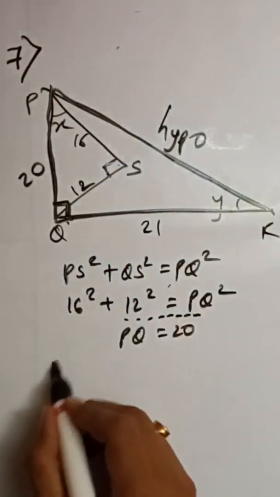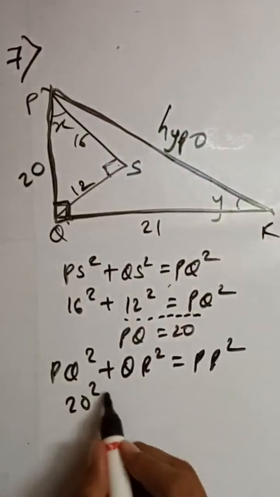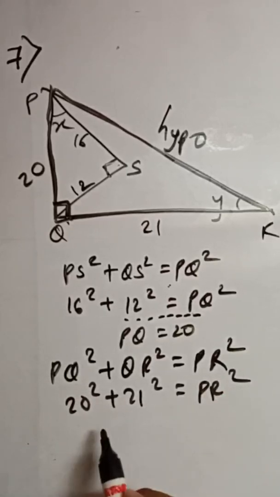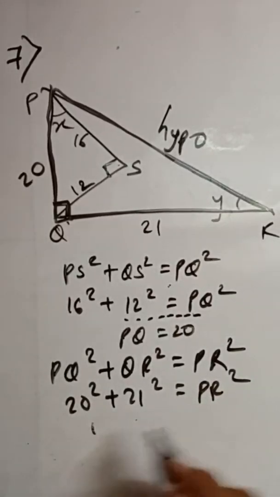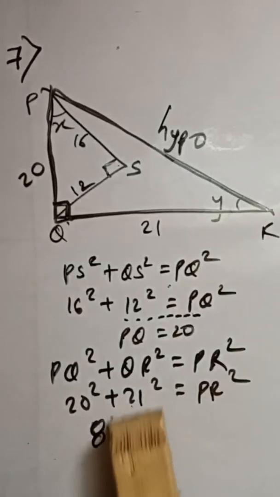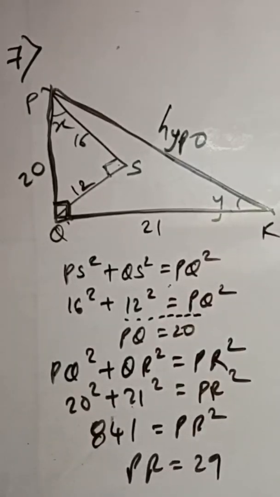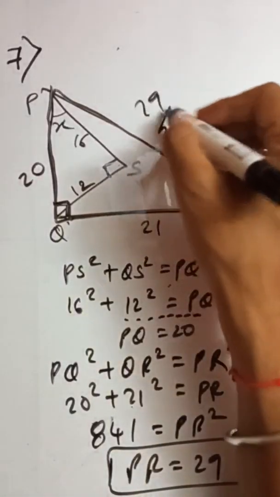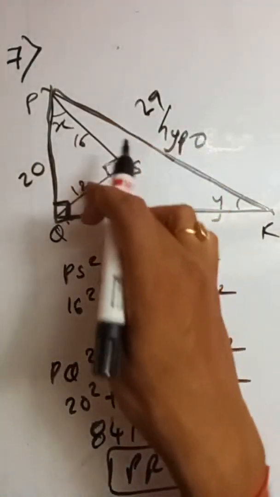Okay. So we don't know the value of PR. So I'll apply Pythagoras here. PQ square plus QR square equals PR square. Okay. So 20 square plus 21 square equals PR square. So that is 400 plus 441, that is, you can say, 841. So you will get PR as 29. This is 29. 20, 21, 16, 12. We know all the sides now.